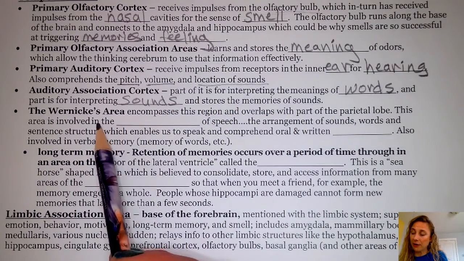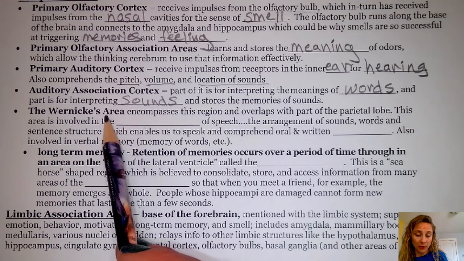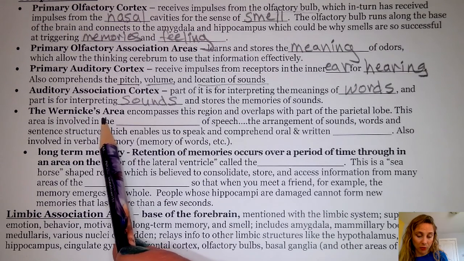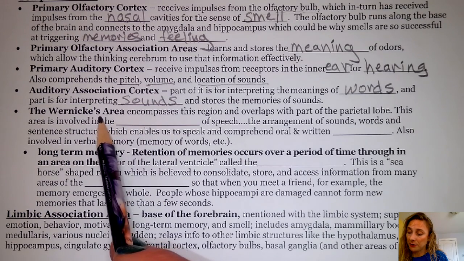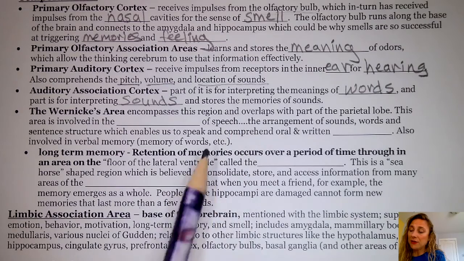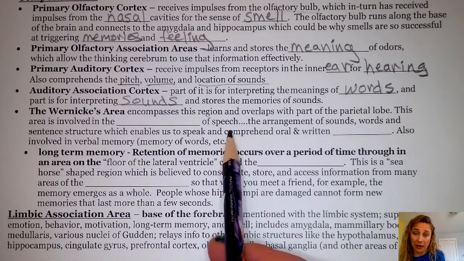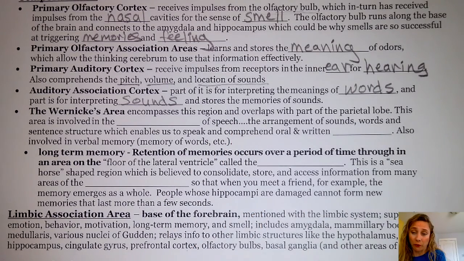Next we have the Wernicke's area. And some people call it the Wernicke area. I don't know why, there's no R there, but that's okay. I had to move this area because it's in the temporal lobe. I guess we've decided now. But it does tend to kind of squish over a little bit in the parietal lobe, okay?